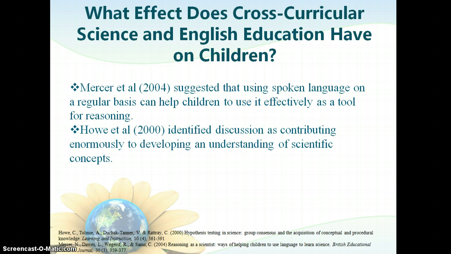By using spoken language frequently in science lessons through dialogic teaching, children will become more well equipped to give justified reasons for their opinions, both within science and in other subject areas. Teachers can help to develop each child's understanding of a concept by listening to ideas, encouraging children to justify their opinions, and enforcing the use of scientific vocabulary through a group dialogue.